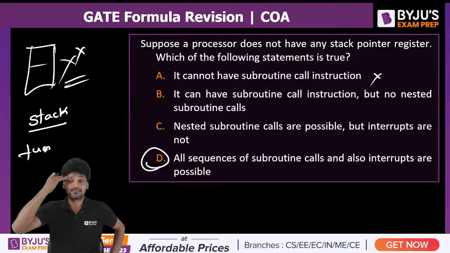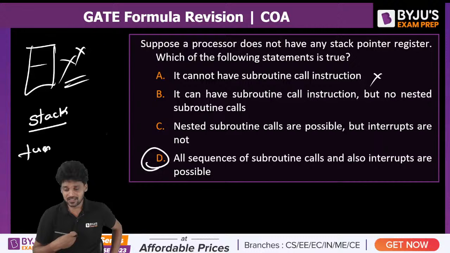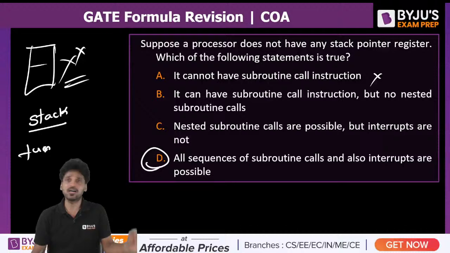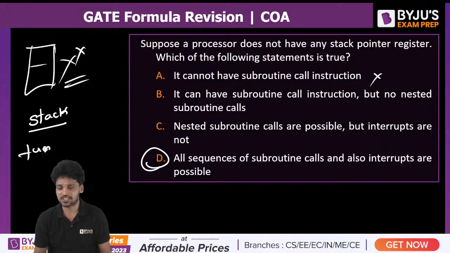Listen to me carefully. I forgot one thing. The thing is, without a stack, recursion is not possible. Under no circumstances can recursion be implemented without a stack. You will not be able to exploit the meaning of recursion without a stack. If the processor doesn't support a stack, recursion can never be possible at all. Except recursion, everything is possible. So if we exclude recursion, option D is the correct answer. Are we clear?